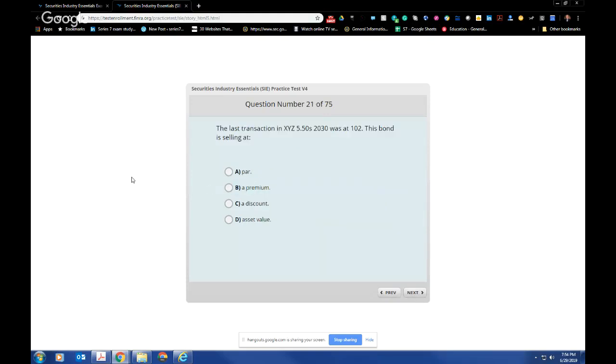The last transaction in XYZ 5.5s, the 5.5 means percentage. That's the coupon, so it's paying a coupon. Was at 102. That means it's 102% of par, which is really 1,020. Just add a 0 to the end. That bond is selling at, is it above or below? It is above. So that's a premium. Love it, guys. Good job.